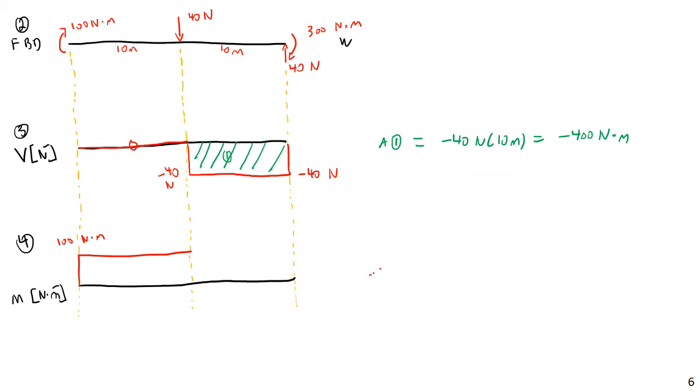40 times 10 is 40. I'm getting all philosophical here or something. Anyway, so we start at 100, and then we're going to drop down to 40. We're going to drop down by 400. And if we drop down by 400, if we start at 100, that means we're going to drop down to negative 300 here.